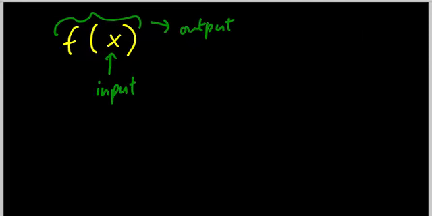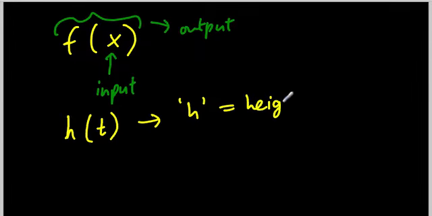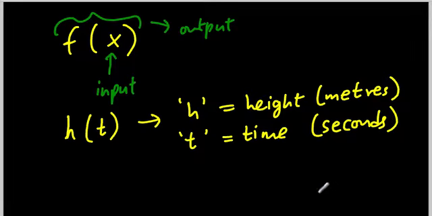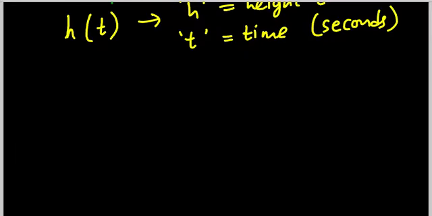So say, for example, I write something slightly different. So instead of f of x, I write something as h of t, okay? Where in this case, I describe h is the height. So h is the height. And we're going to measure that, say, in meters, okay? And let's say t is time. And we're going to measure that in seconds. All right? So what does this mean practically?